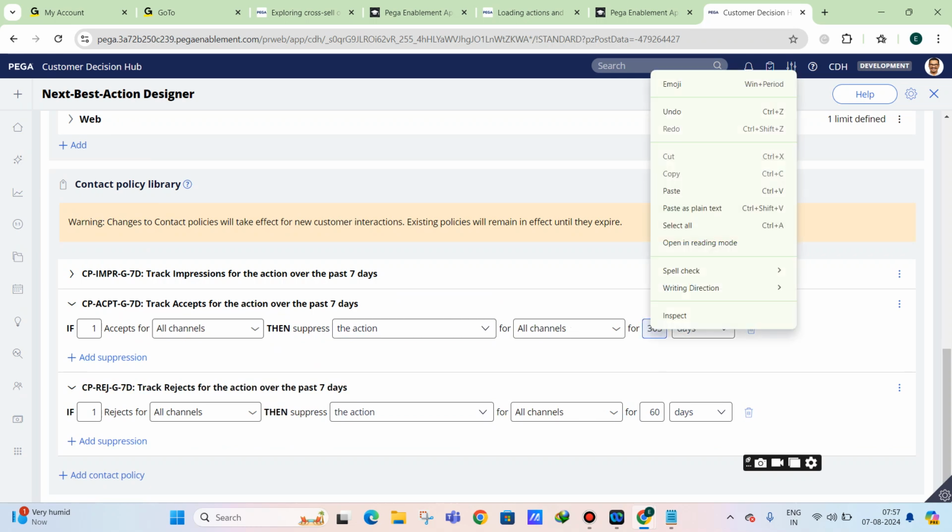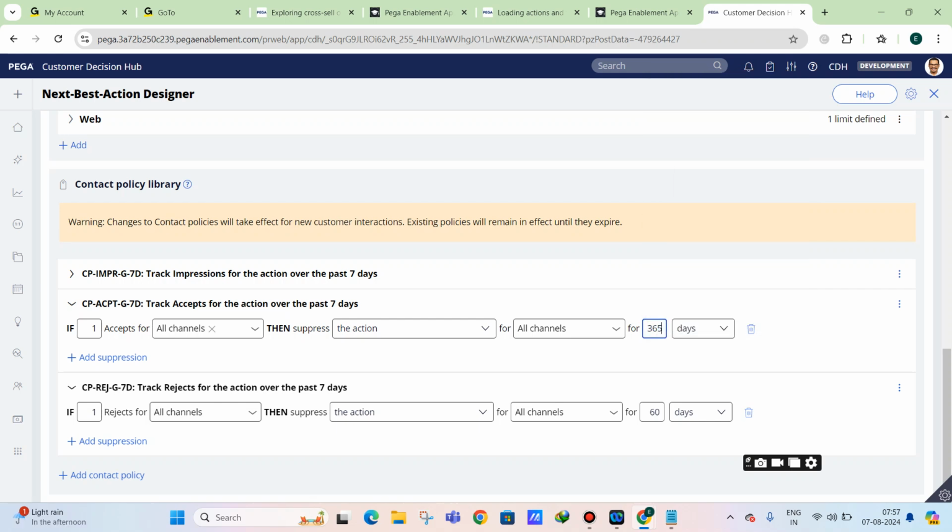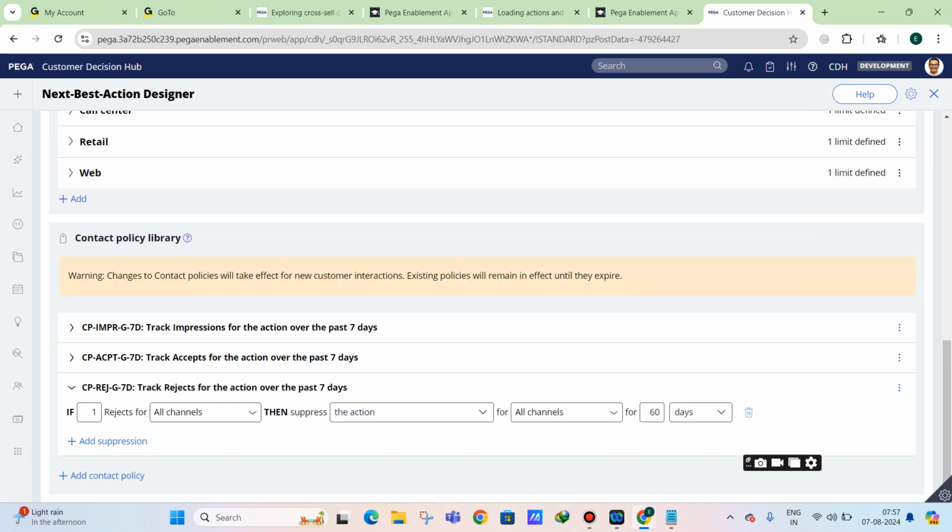You can keep any number here. You can keep 1000, 2000, any number, which you can discuss with your LDA. So that is what we are going to do here as part of the suppression rules. As part of suppression rules, whenever the customer accepts the offer, we don't show the same offer again. Whenever the customer rejects that particular offer, we will not show the same offer to the customer again. So these are the concepts that we are using in the suppression rules.